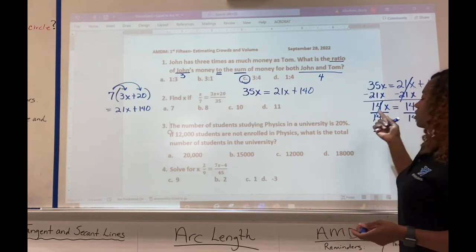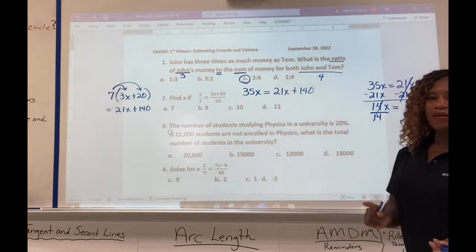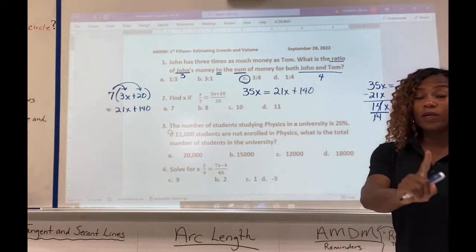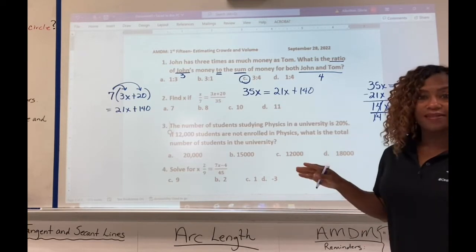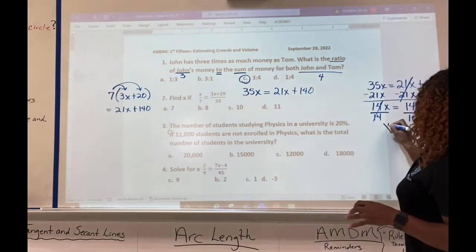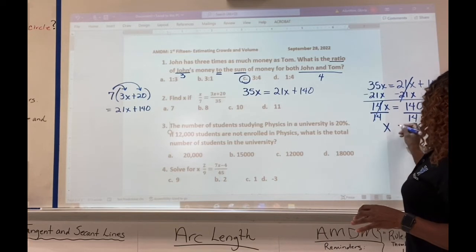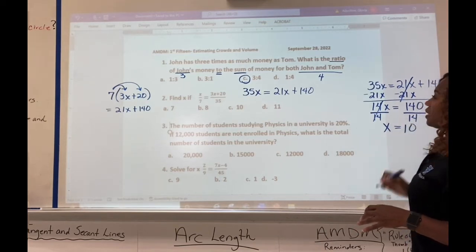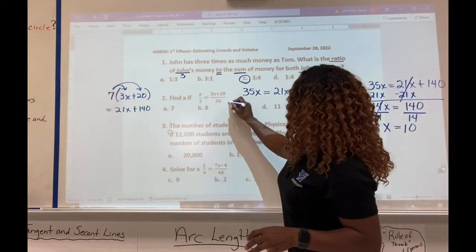So this cancels because 14 divided by 14 is 1, and 1 times x is just x. So we have eliminated the coefficient, x is left, and when I divide 140 by 14, I get 10. So in this case, the answer is also C.